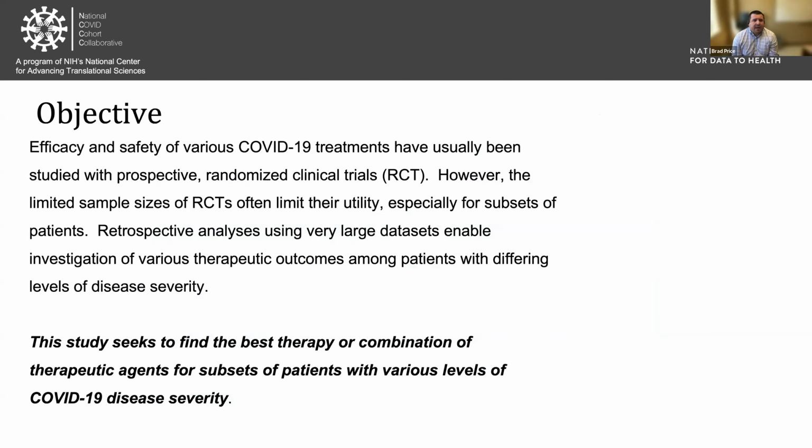So why did we want to look at machine learning for this anyway? The basic objective here was that the efficacy and safety of various COVID-19 treatments have usually been studied with prospective randomized clinical trials, which we're just going to abbreviate as RCT. However, the limited sample sizes of RCTs often limit their utility, especially for subsets of patients. Retrospective analyses using very large data sets enable investigation of various therapeutic outcomes among patients with differing levels of disease severity. This study seeks to find the best therapy or combination of therapeutic agents for subsets of patients with various levels of COVID-19 disease severity.